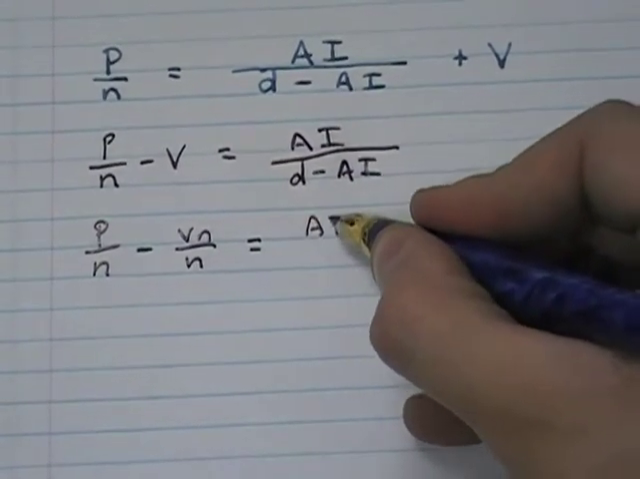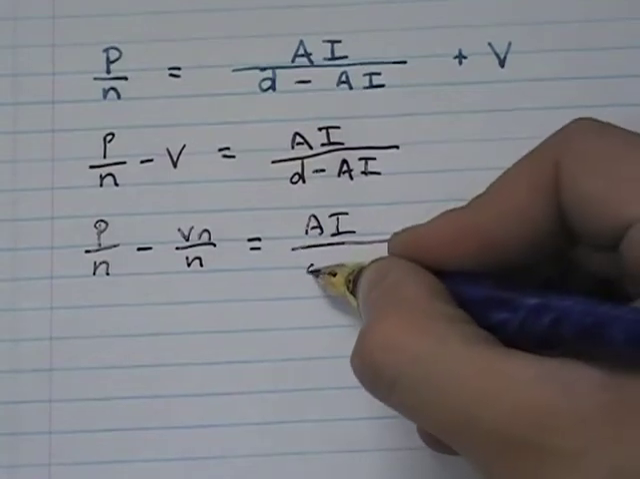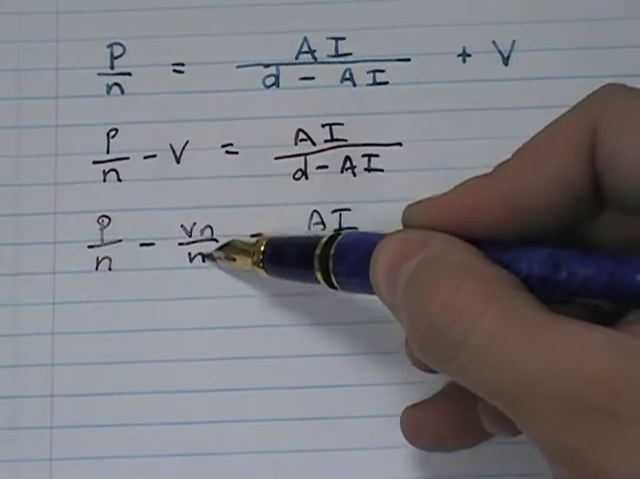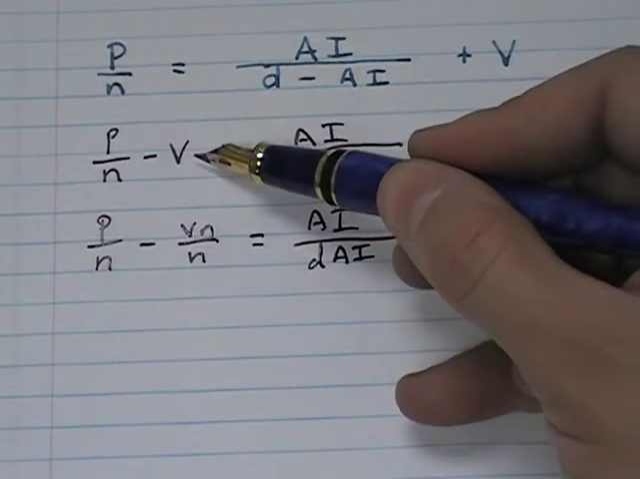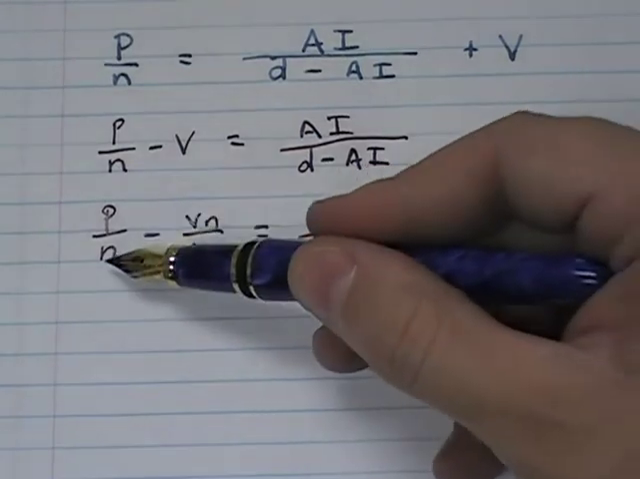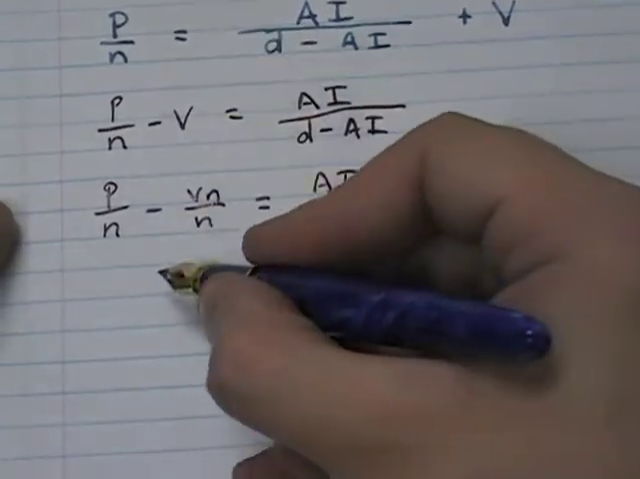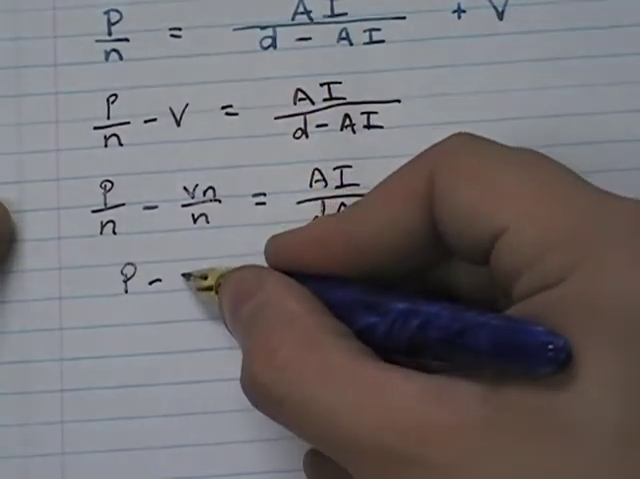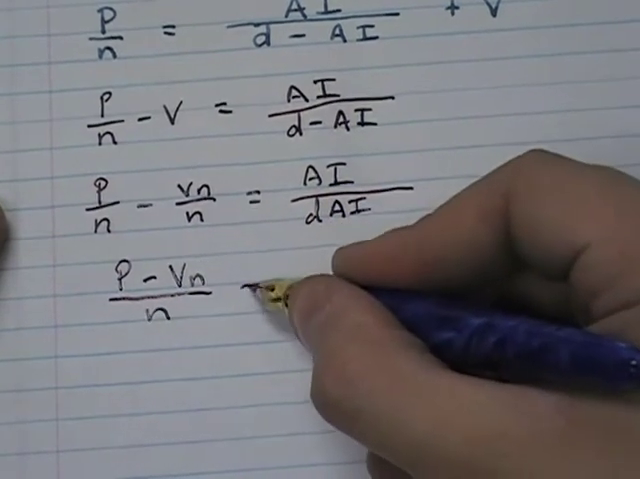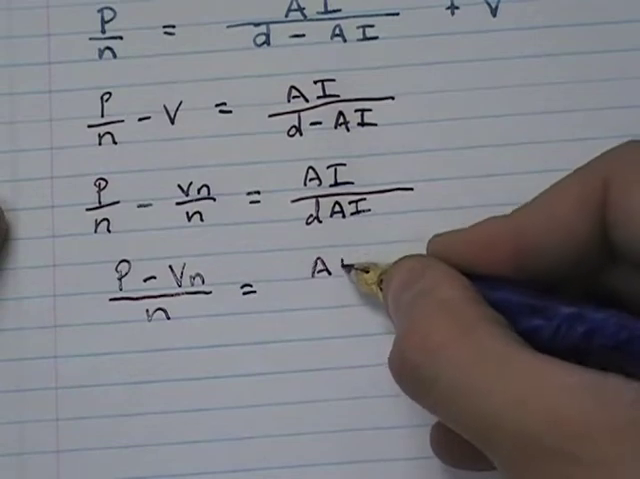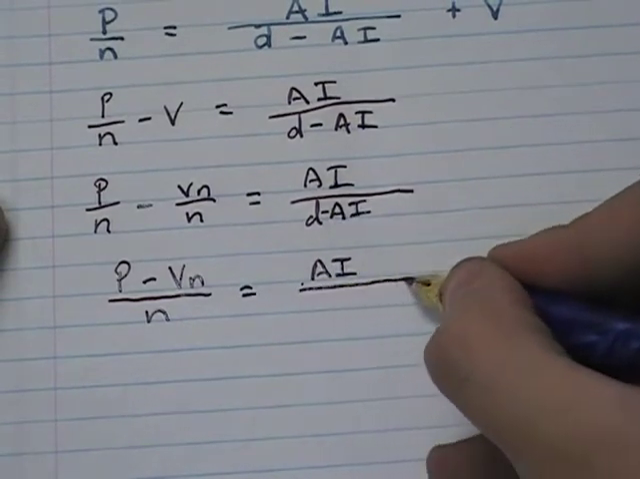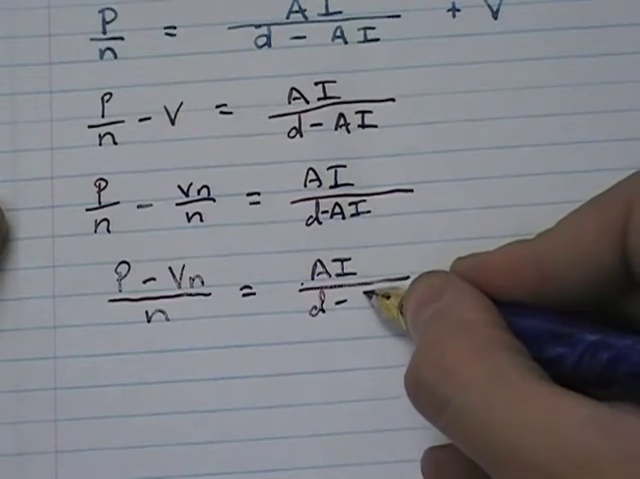And a lot of you can see immediately that this looks like it would work fine because n over n would cancel and give us back what we had. So we know this is correct. So combine these two fractions because they have a common denominator, and what do you get? P minus Vn over n equals AI over D minus AI.